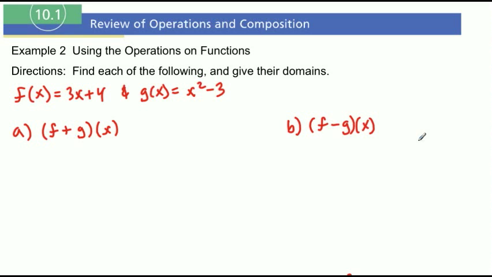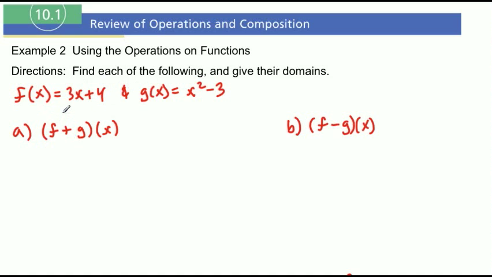All right, so let's check out this guy right here. What we're going to be doing is adding and subtracting, and then I have down here multiplying and dividing functions themselves. So instead of evaluating like we did in example 1, we're now actually going to add the functions and just do the 4 operations.